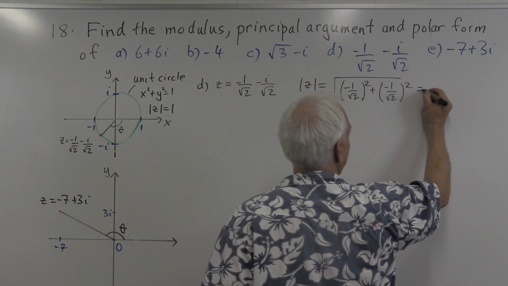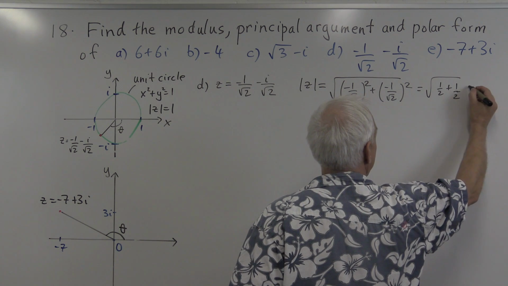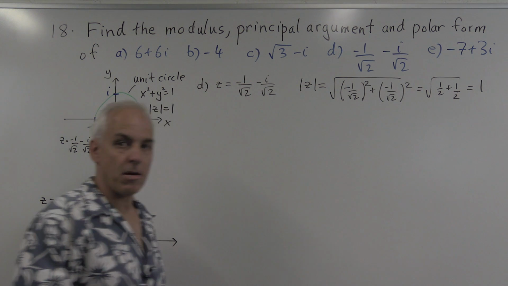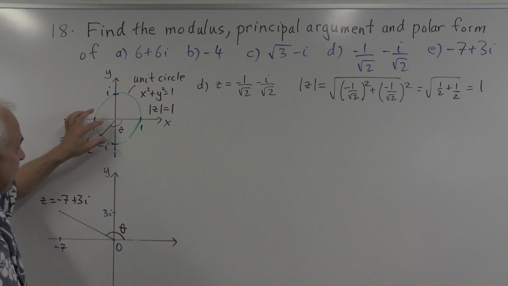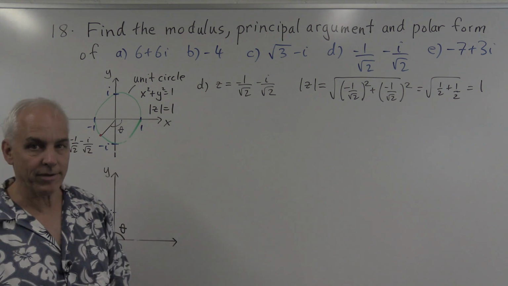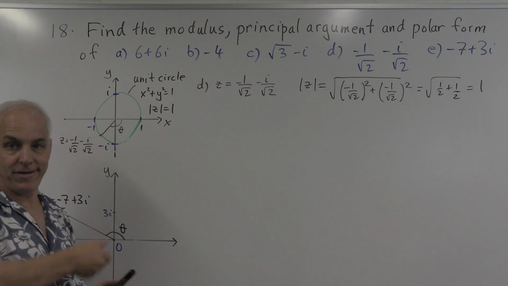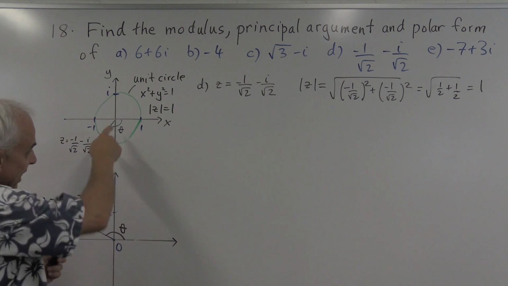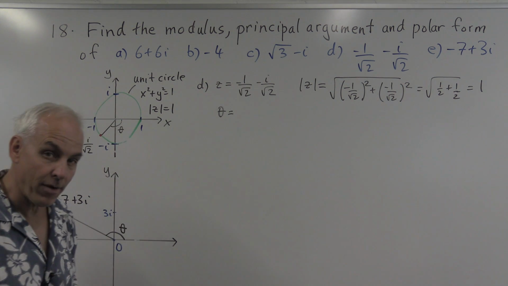And that's, of course, the square root of 1/2 plus 1/2, for a total of 1. So that complex number really does lie on the unit circle. And because the real and imaginary parts are equal, it's kind of obvious that this is at a 45 degree angle in this direction. So this angle here, theta, is in terms of radians now.